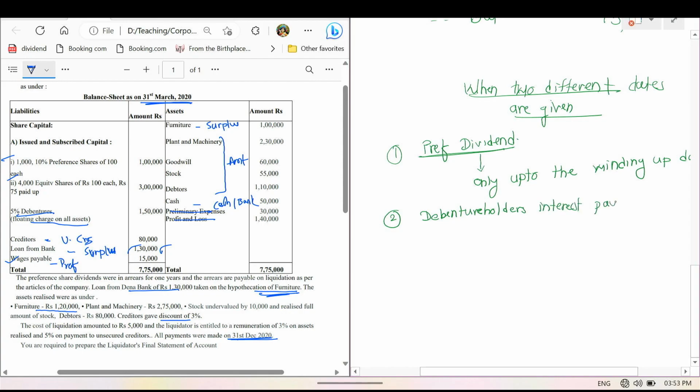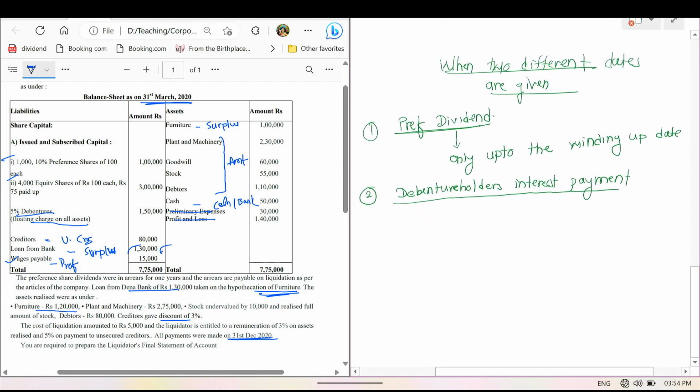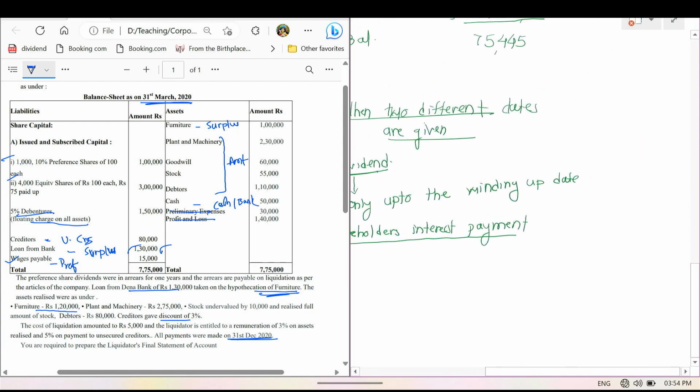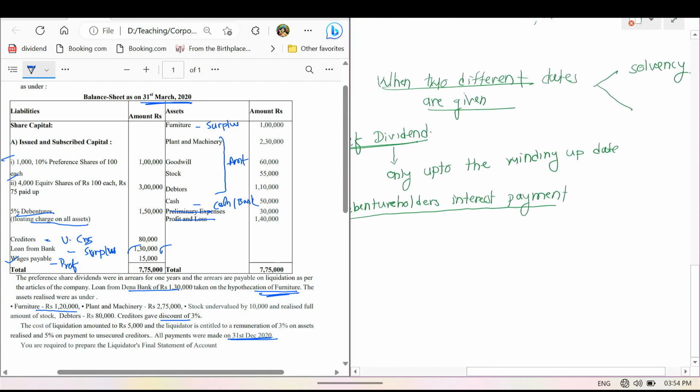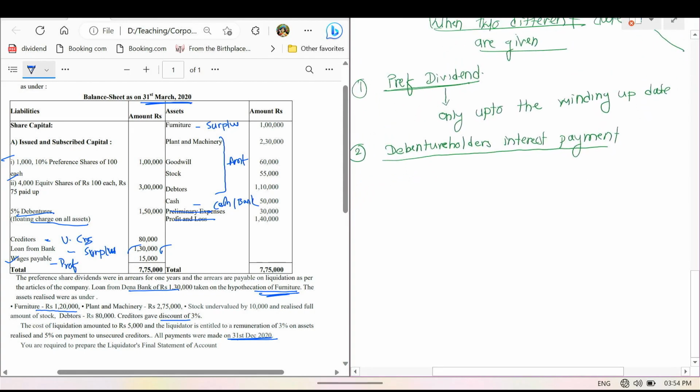Interest payment. If two dates are there, then you must check these two cases. You must take the precaution for these two cases. Now, what is the relevance then? If these dates are given, then you must check for what? Solvency. Solvency, correct. Either you will find a solvent company or an insolvent company.